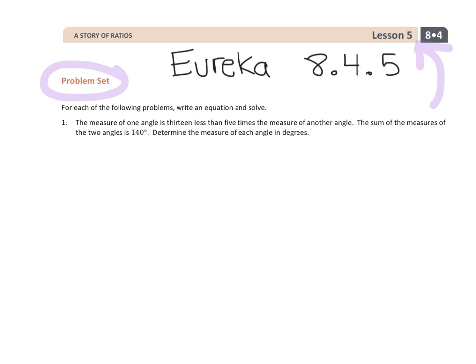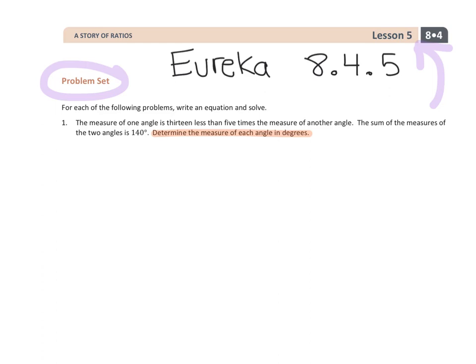And then read it out loud. The measure of one angle is 13 less than 5 times the measure of another angle. The sum of the measures of the two angles is 140. Determine the measure of each angle in degrees. This question wants me to find two separate angles.